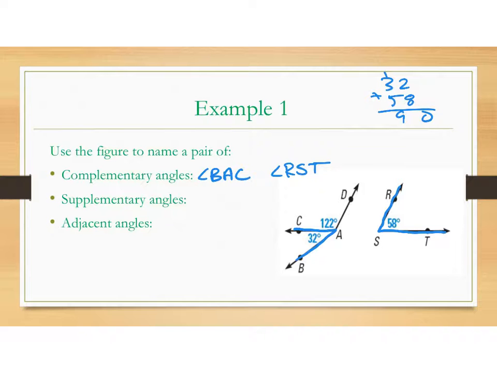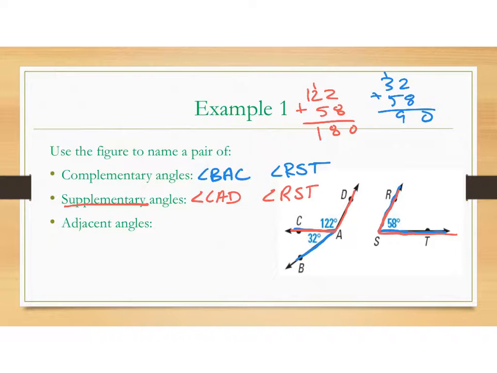So now let's find a pair of supplementary angles. Supplementary angles add up to what? 180. So somebody find me a pair of supplementary angles up there. Yes, sir? Angle CAD. Let me mark that for everyone. CAD. That's this one right here. And angle RST. Those two together would be considered a pair of supplementary angles because 122 plus 58 degrees is going to be 180 degrees. Perfect.